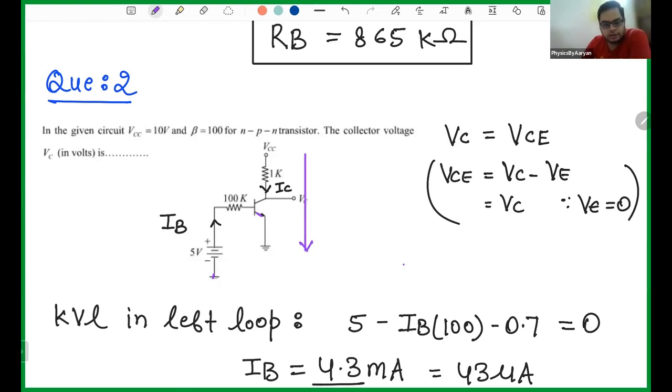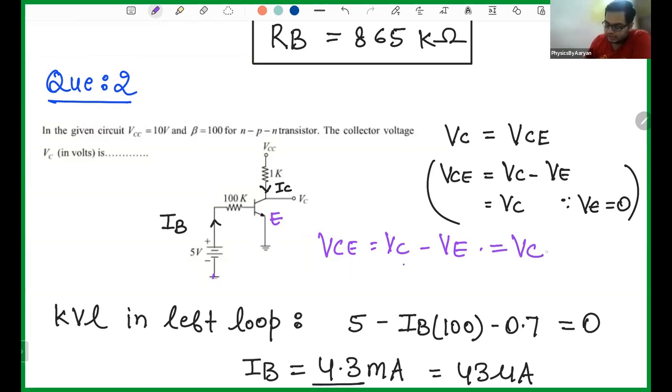Okay. So two loops, and basically you have to solve these two loops and find the value of VCE. They are asking you to find the value of VC, and VC is the same as VCE. Why? Because VCE can be written as voltage of collector minus voltage of emitter, and voltage of emitter is 0 because the emitter is directly connected to the ground. So VCE is equal to VC. So apply two Kirchhoff voltage laws, one in this loop and one in this loop, and you will get the answer.